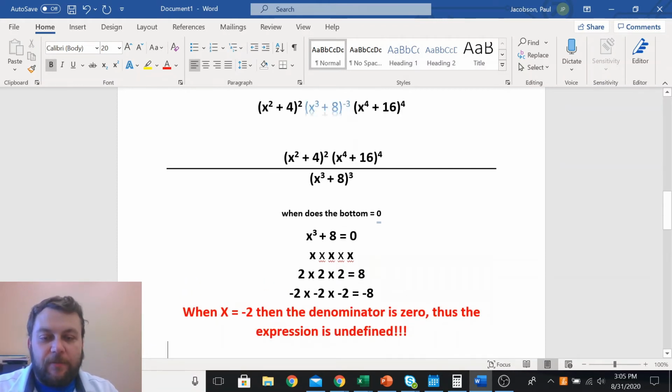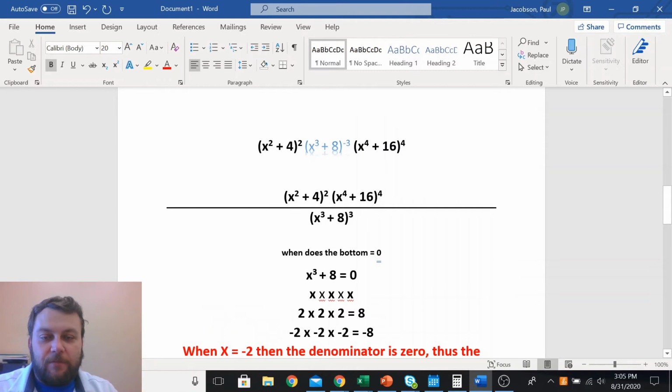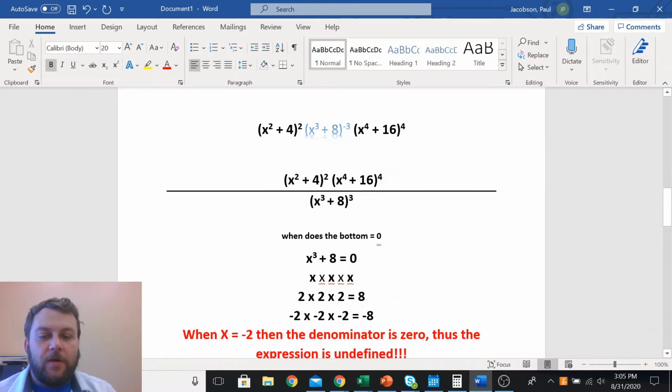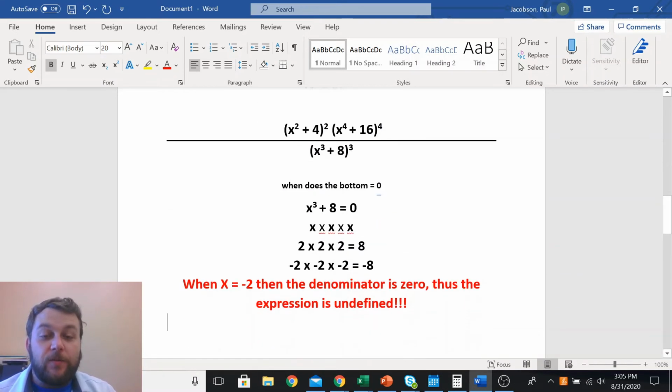You can kind of see that process. So what I did is I pushed everything down. I rearranged my problem so I can see the problem better. Okay. When does the bottom equal 0? That's what we figured out. So x to the third plus 8 equals 0.